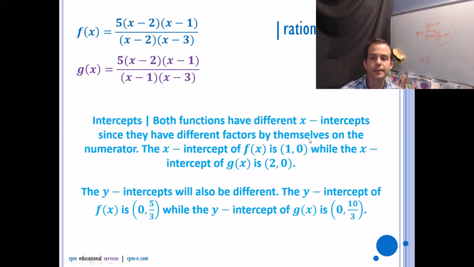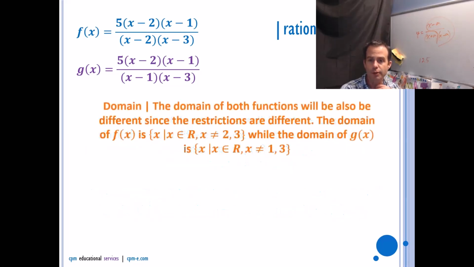Intercepts was next on our list. Both functions have different x-intercepts since they have different factors by themselves on the numerator. The x-intercept of f of x is (1, 0), while the x-intercept of g of x is (2, 0). Again, I said they were different, but then I also said what each one of them was. The y-intercepts will also be different. The y-intercept of f of x is (0, 5/3), while the y-intercept of g of x is (0, 10/3).